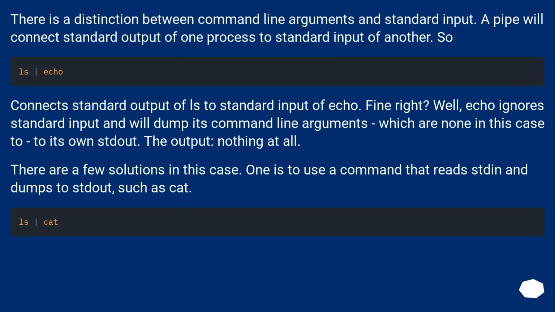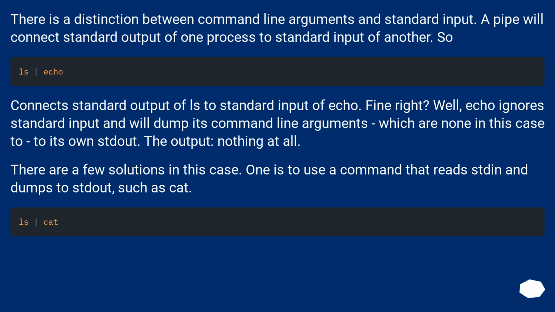There is a distinction between command line arguments and standard input. A pipe will connect standard output of one process to standard input of another. So, connect standard output of ls to standard input of echo. Fine, right? Well, echo ignores standard input and will dump its command line arguments, which are none in this case, to its own stdout. The output, nothing at all.